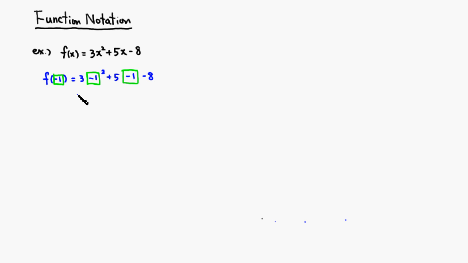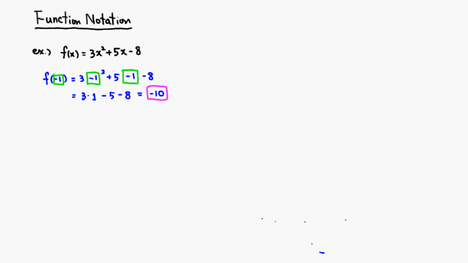So which means that here you have 3 times -1 squared, which would be +1, minus 5 times -1. This is a multiplication, so you have to be careful. That gives -5. Then you have minus 8. So this is going to be equal to 3 minus 5 is -2, minus 8 is -10. So this is the value of f of -1. All you have to do is replace x by whatever is inside the parentheses.